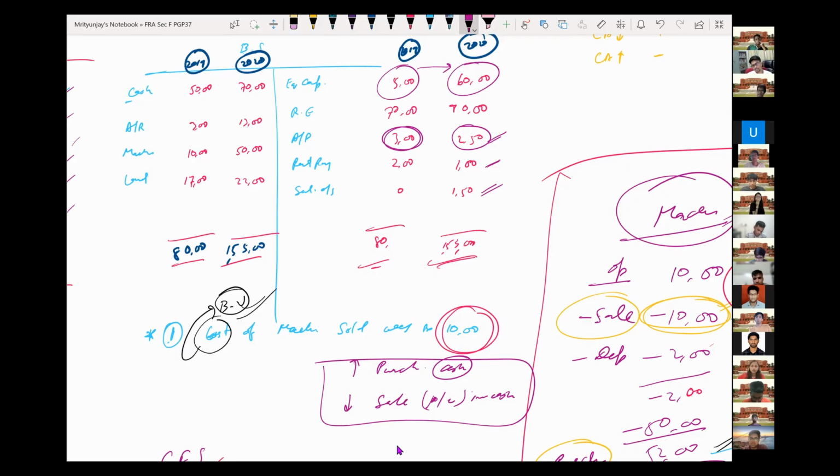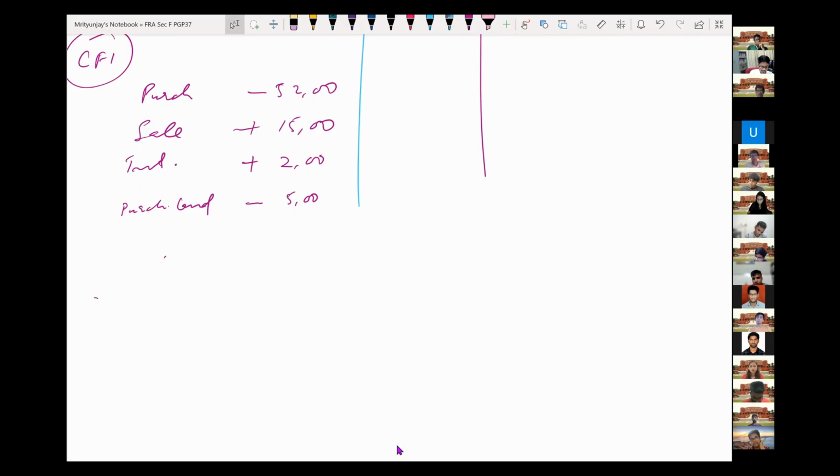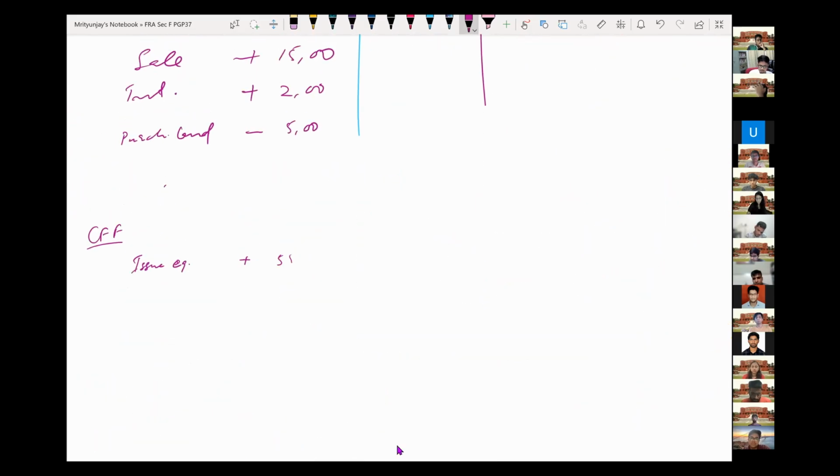So when you raise fresh equity capital of 55 lakh, where does it belong in the cash flow statement? CFF, sir. CFF. So we will bring this to CFF. Let us write issue of capital, issue of equity capital, whatever you want to write. Positive 55 lakh rupees. Now why positive number? Because you are issuing capital. That is why cash is coming to you.